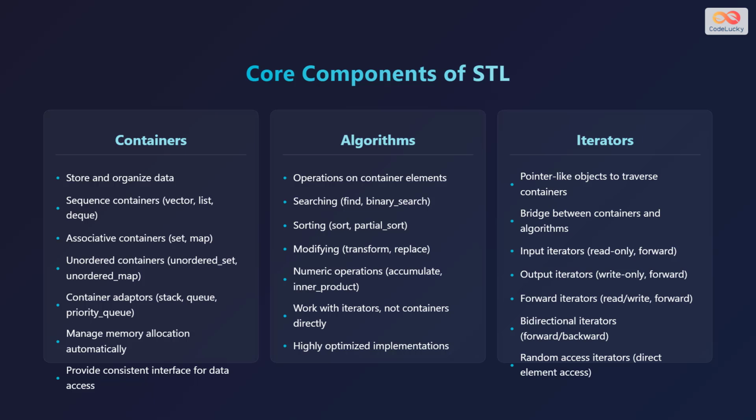Iterators are pointer-like objects that are used to traverse containers. They act as a bridge between containers and algorithms. Types of iterators include input iterators for read-only access, output iterators for write-only access, forward iterators for read and write access, bidirectional iterators for moving forward and backward, and random access iterators for direct element access.